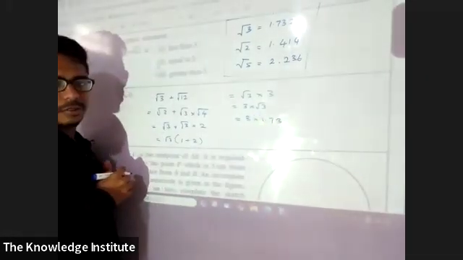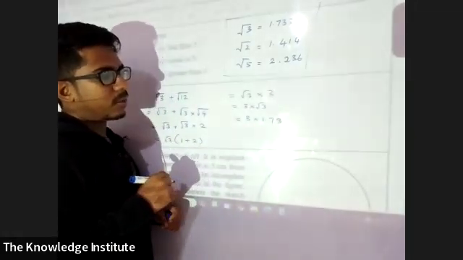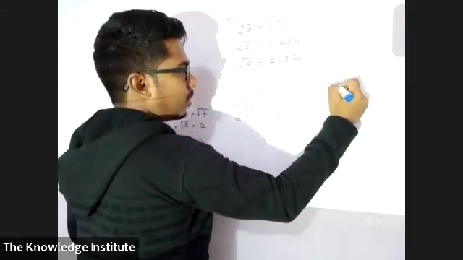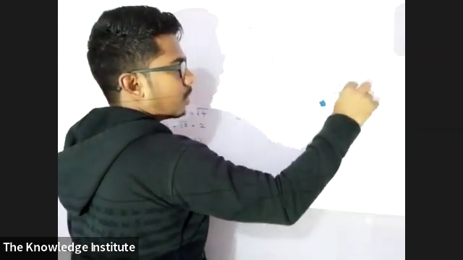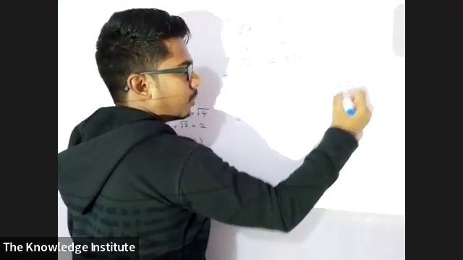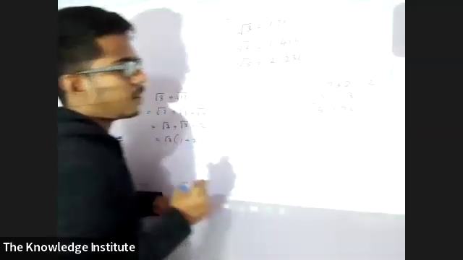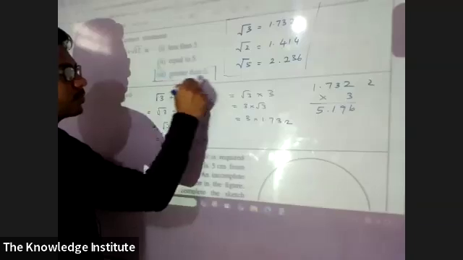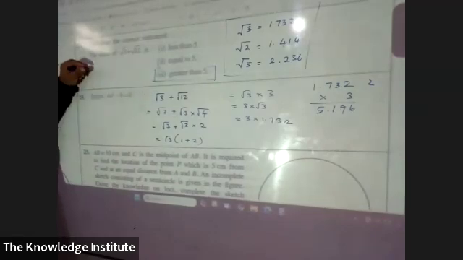So 3 into root 3, root 3 is 1.73. So you multiply this: 3 into 1.73, which is 5.19. So greater than 5. So this value is greater than 5.